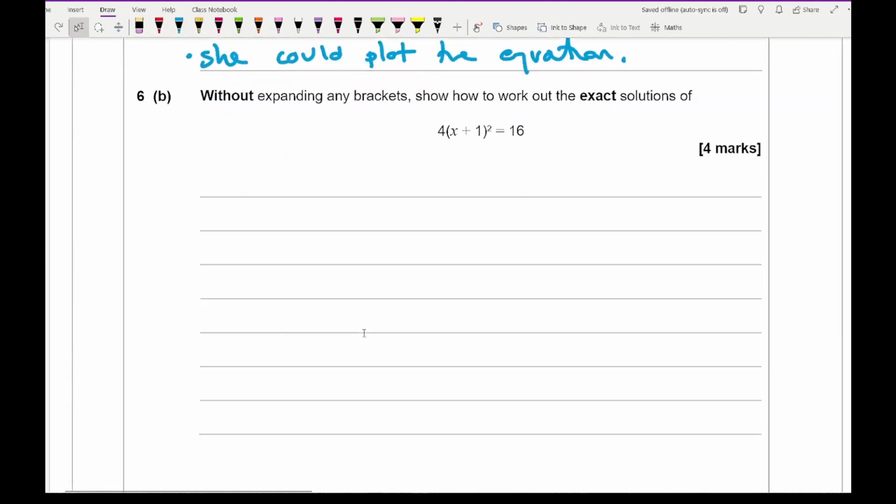Then it says for question 6b, without expanding the bracket, show how to work out the exact values of x, where 4 times x plus 1 all squared equals 16. So for this, what you want to do first is take the 16 over to the other side.